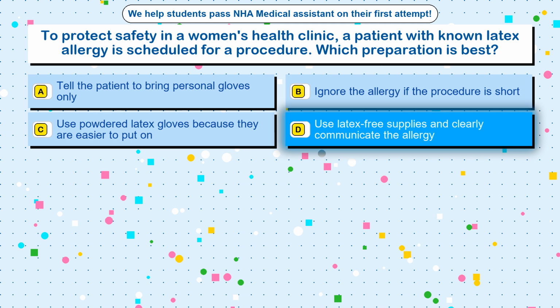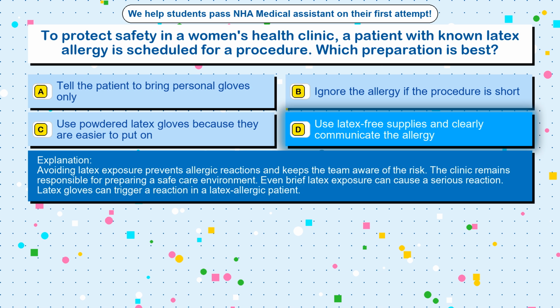The correct answer is option D. Use latex-free supplies and clearly communicate the allergy. Avoiding latex exposure prevents allergic reactions and keeps the team aware of the risk. The clinic remains responsible for preparing a safe care environment. Even brief latex exposure can cause a serious reaction. Latex gloves can trigger a reaction in a latex allergic patient.